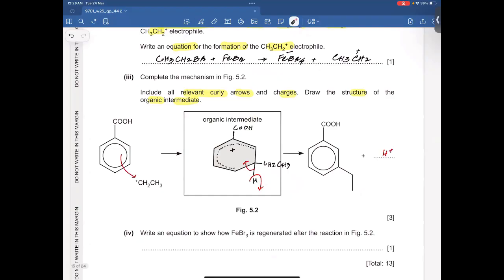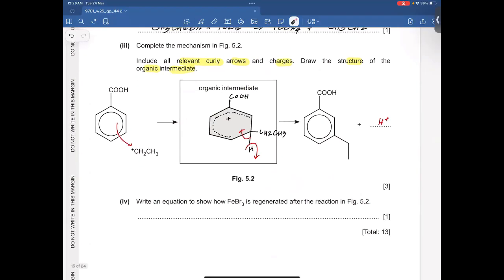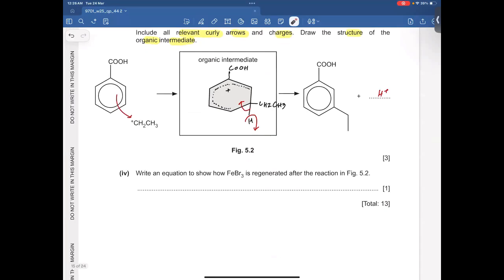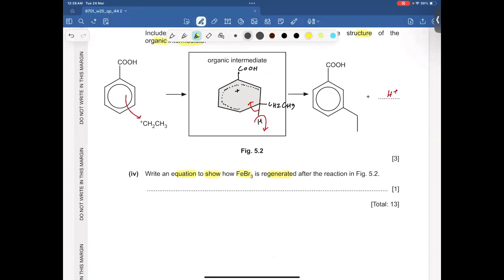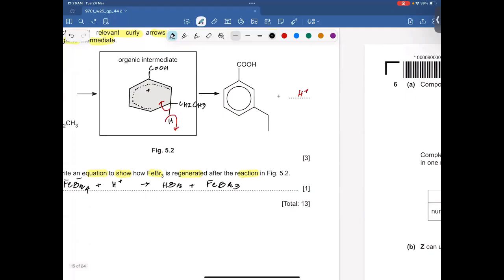Write an equation to show how FeBr3 is regenerated after the reaction. Oh, that's cool. FeBr4 negative is reacting with hydrogen ion, converting into HBr plus FeBr3. Thank God, the reaction is finished. Let's move on to question number 6.